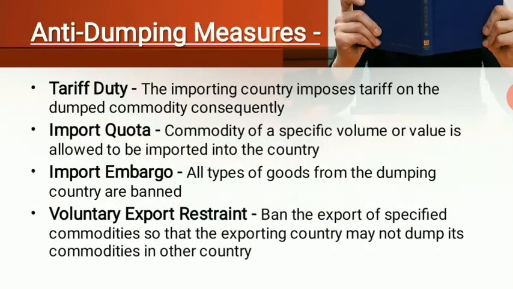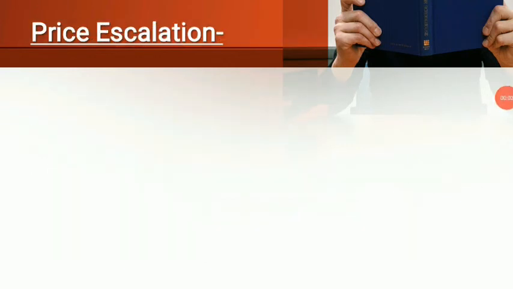Next is voluntary export restraint. To restrict dumping, developed countries enter into bilateral agreements with other countries from which they fear dumping of commodities. These agreements ban the export of specified commodities so that the exporting country may not dump its commodities in another country. Next topic of today's lecture is price escalation.